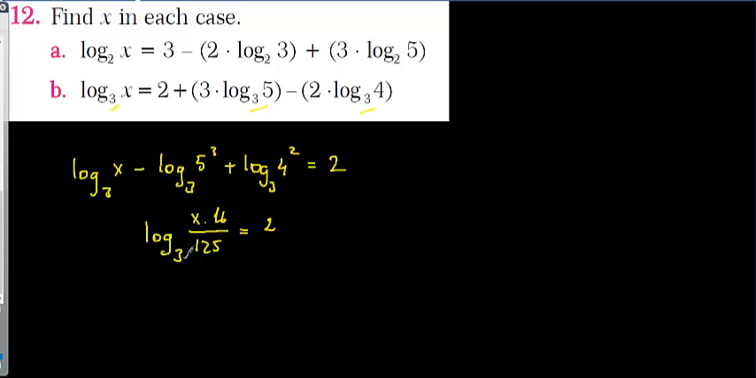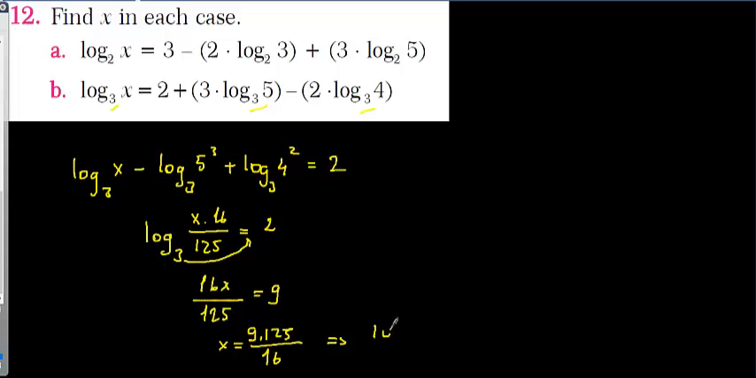So I'm going to send this one to this side, and it's going to be exponential base now. 16x over 125 is going to be equal to 9, 3 squared it is, and x is equal to 9 times 125 over 16. Here these numbers are not divisible by 2, so we cannot simplify, and the result is going to be equal to 125 over 16... rather, 9 times 125 over 16.